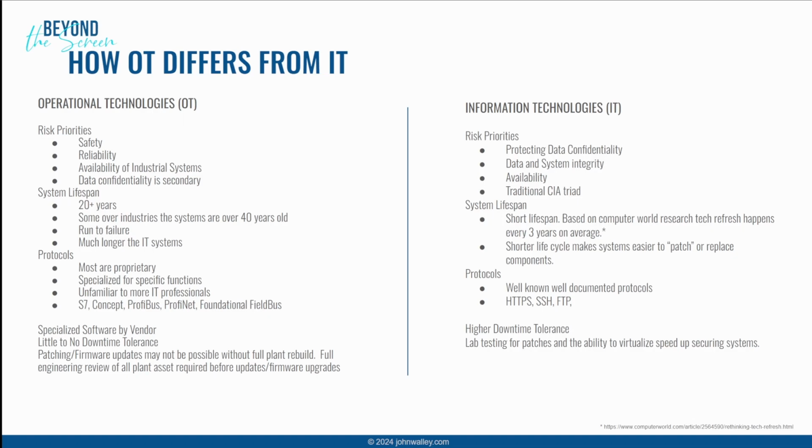So how do we protect people from getting hurt in environments? The reliability of those systems is critical, and then the availability. So safety, reliability, and availability become the priorities instead of confidentiality, integrity, and availability. So it kind of flips this on its head, where we say availability is a lot more important than these other two pieces of the triad.